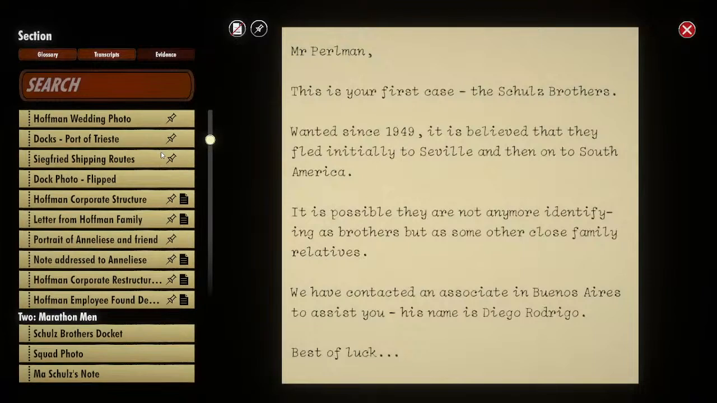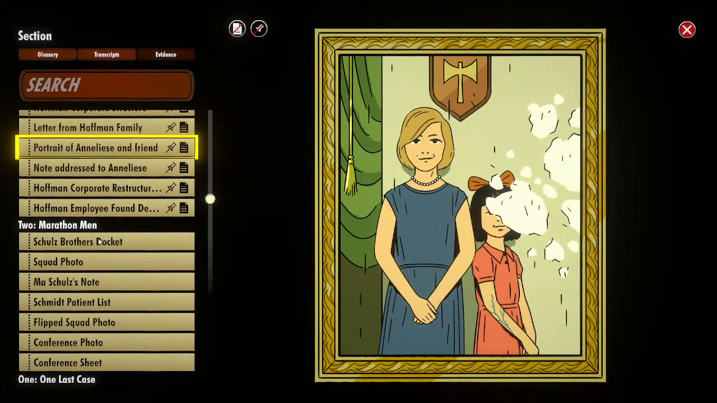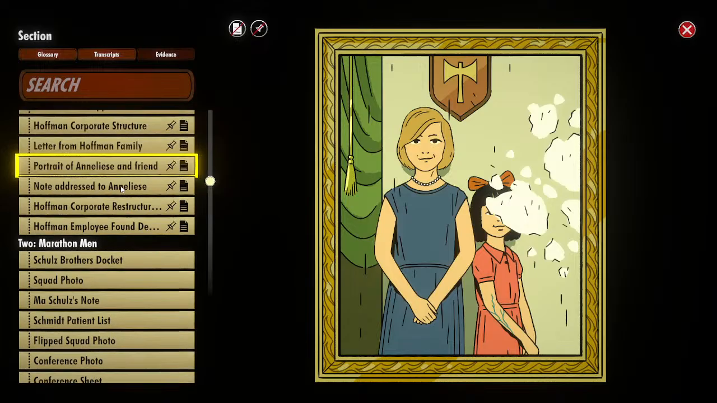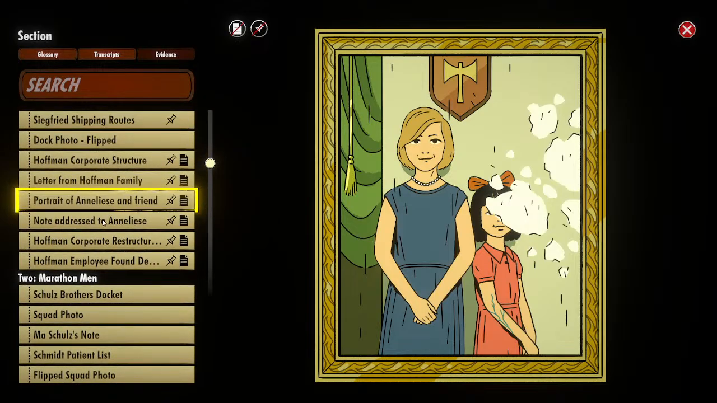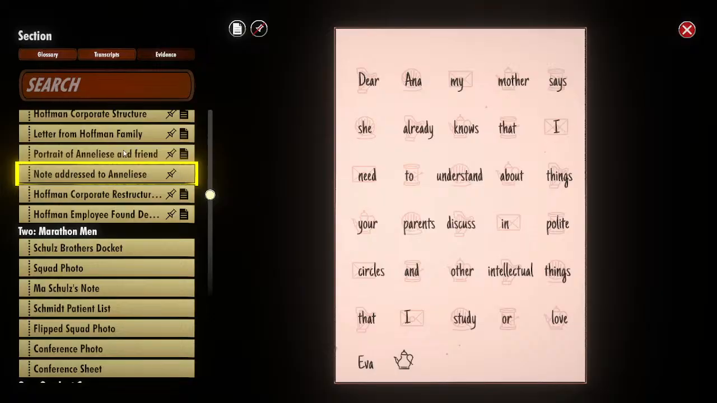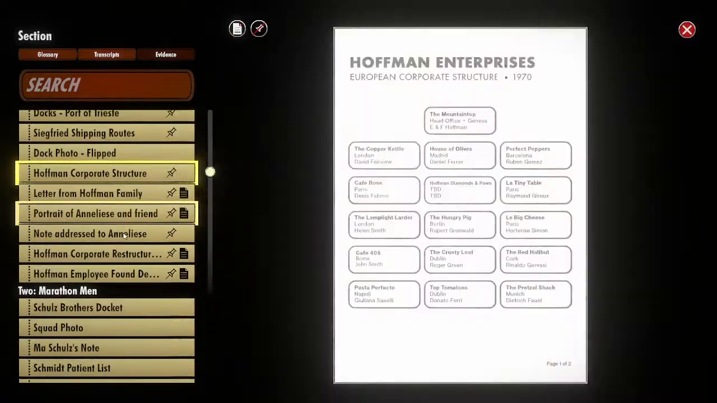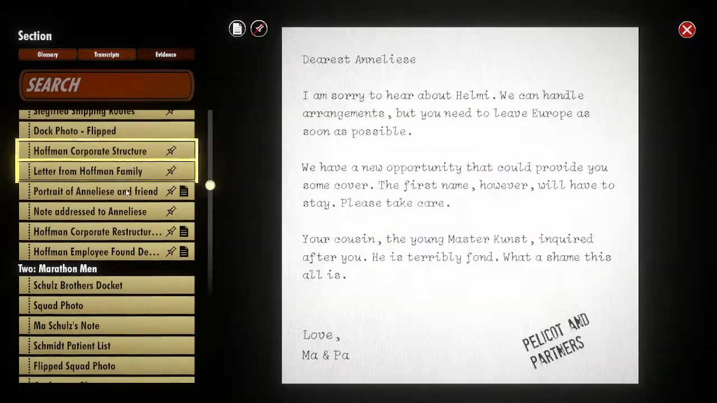This case has gotten very complicated very quickly. Portrait of Annalise and friend? What? Which one's Annalise? I need a family tree somehow.